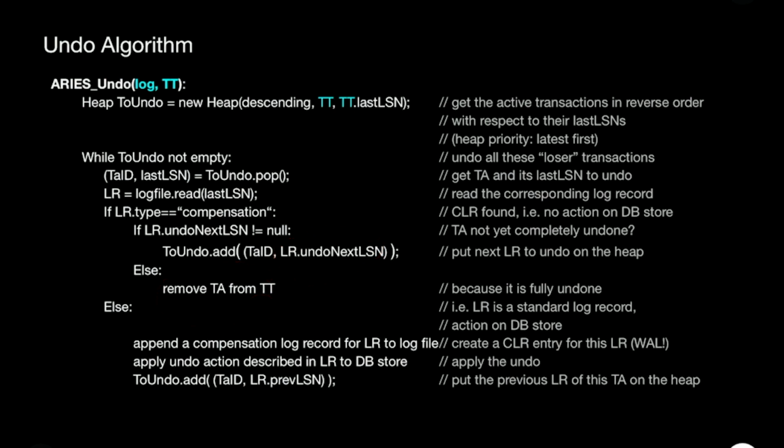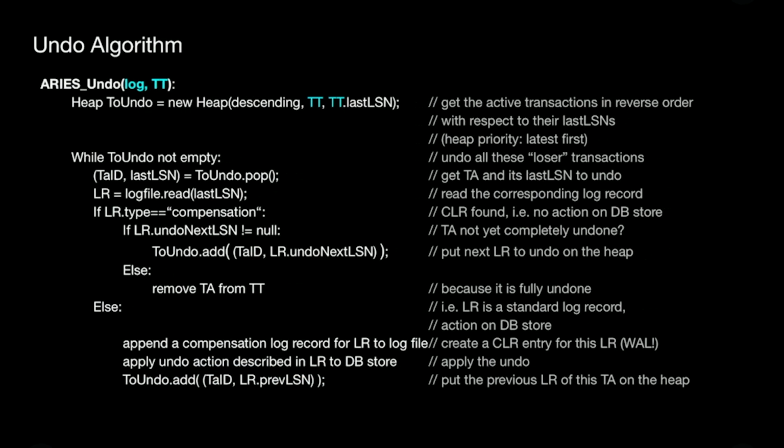If it's a normal log record, you again write a compensation log record as explained last time. So again, the compensation log record is an artificial record written during undo. It's not written during normal operation, it's just written during the undo phase of Aries. So you write out the log record, and then you apply the undo action described in that log record to the database store, and then you hop again to the next log record to undo for that operation.